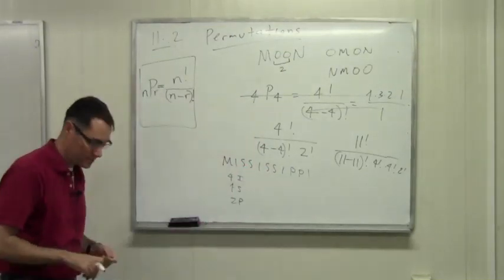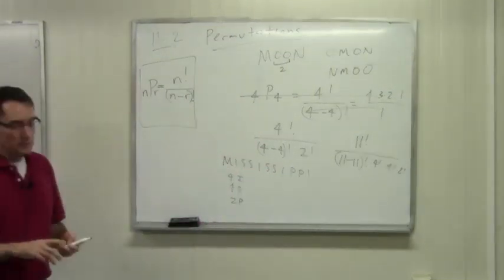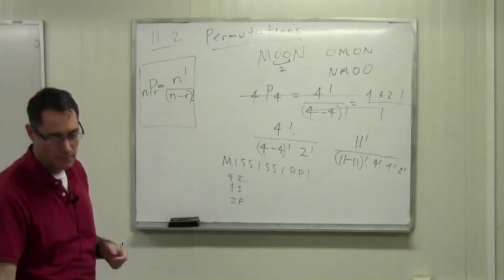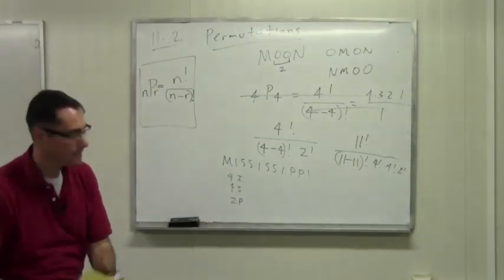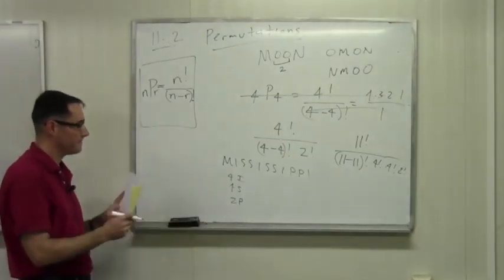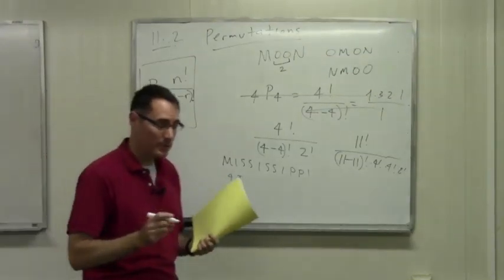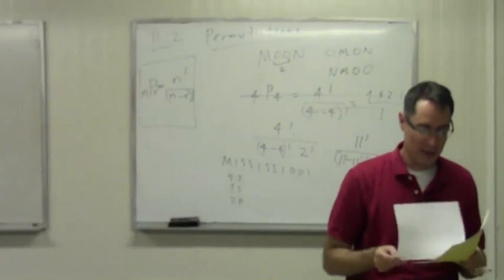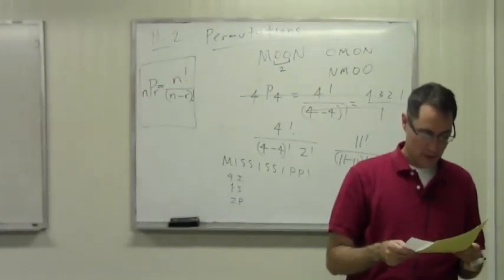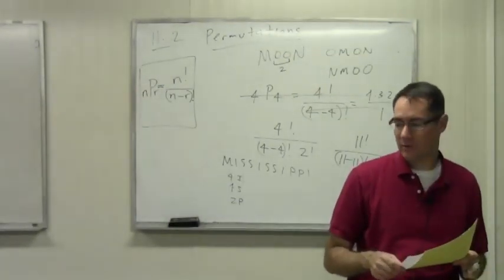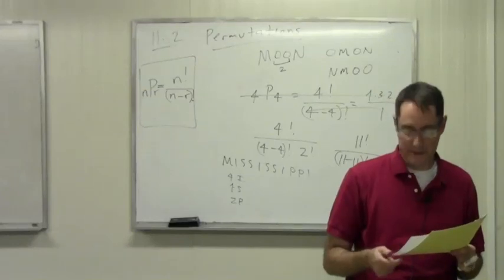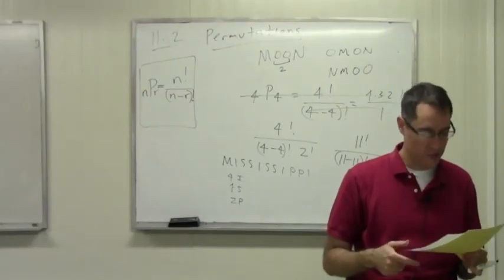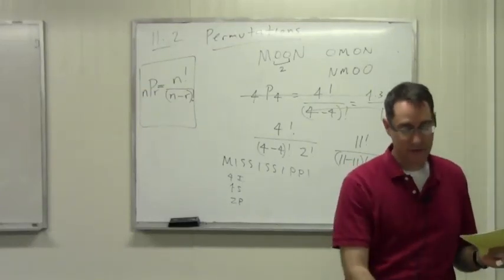I won't erase it yet. By the way, while people are still writing this down, go to your fancy formula sheet and guess what? Look down under probability and counting rules. What do you see? Permutation rule. It's right there. So you don't have to memorize this one.